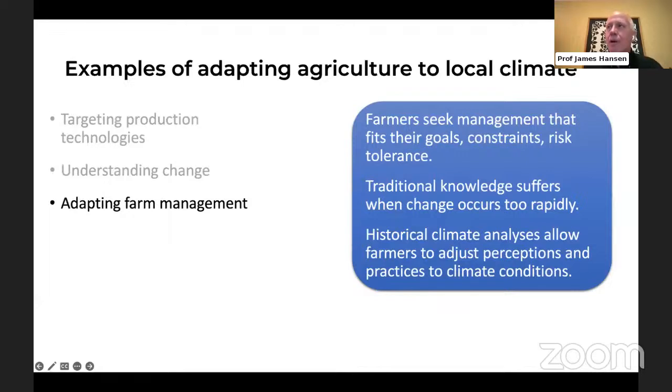So historical climate information allows farmers to better understand whether the climate is changing, how risky it is, how much variability there is in important aspects of climate. Are growing seasons starting later or earlier than they used to? Is the total amount of rain changing? Or is rainfall becoming more intense, less frequent?